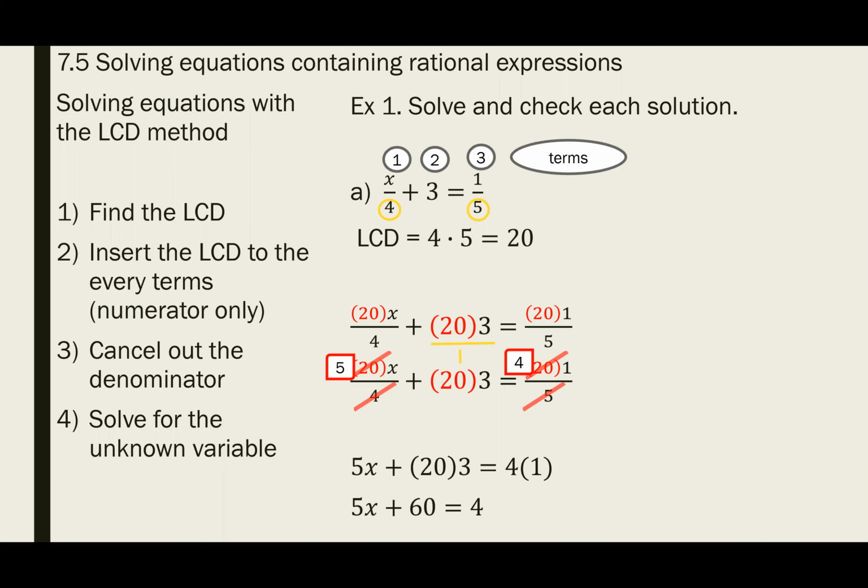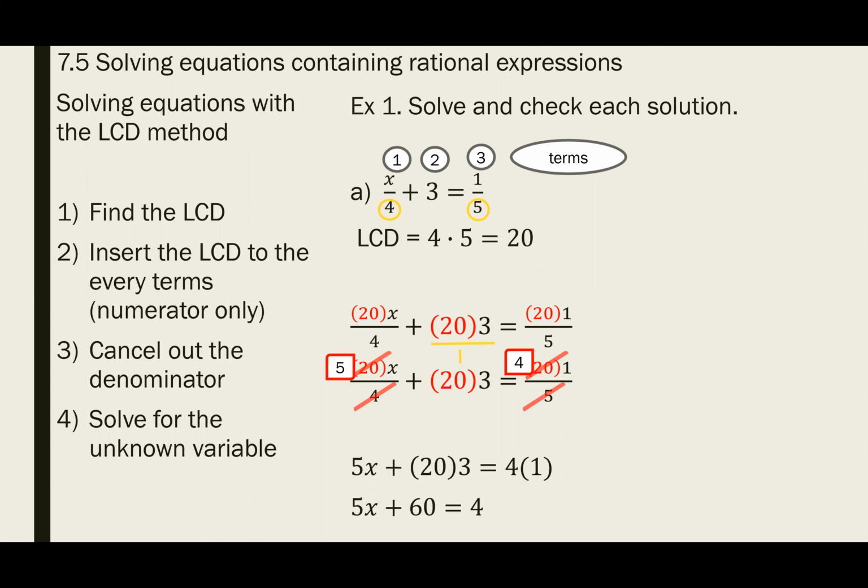I don't know about you guys, but I love to work with this problem because there's no denominator. Looking at this, 5 times x is 5x, 20 times 3 will give me 60, and 4 times 1 will give me 4. This problem, all of you guys should know how to solve, because we did this in chapter 2 at the beginning of the class.